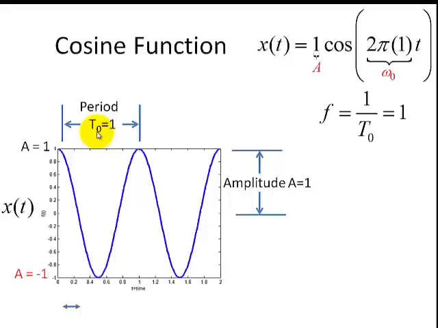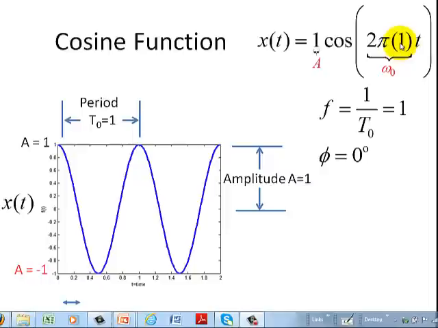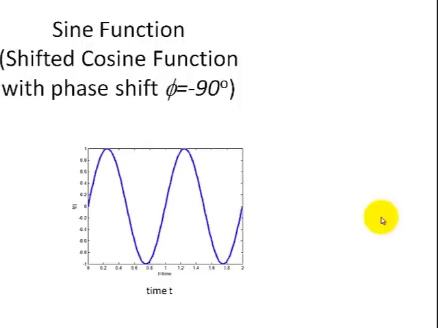Now we're going to take this cosine function and shift it by 90 degrees, and just as a review, this function has a phase shift of 0 degrees because we're measuring with respect to this peak here. So we're going to move this peak such that it's 90 degrees, or 1/4 of the period. And what we should get is a sine function shown here. And I'll show that mathematically.